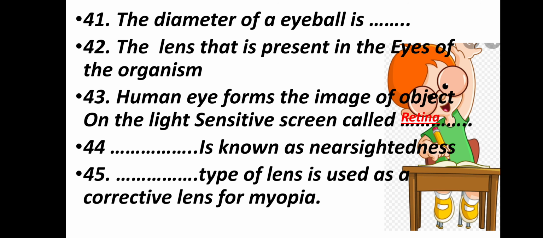Next one, question number 41. The diameter of an eyeball is 2.3 centimeter. Question number 42. The lens that is present in the eyes of organisms is a convex lens. Question number 43. The human eye forms the image of an object on the light sensitive screen called the retina. Next one, dash is known as nearsightedness, that is myopia. Question number 45. The dash type of lens is used as a corrective lens for myopia, that is concave lens.